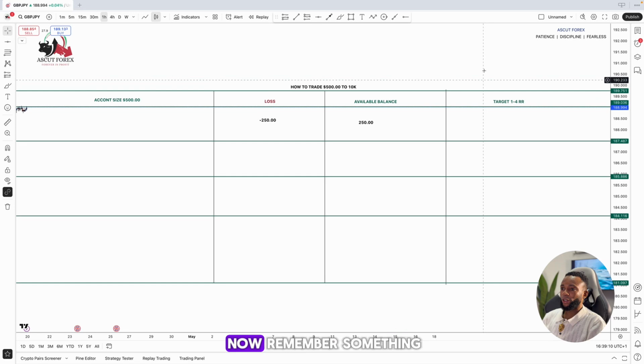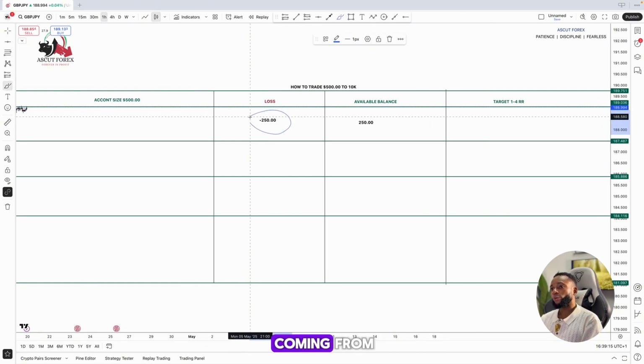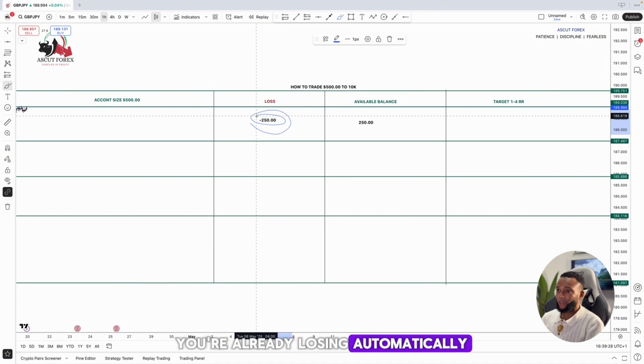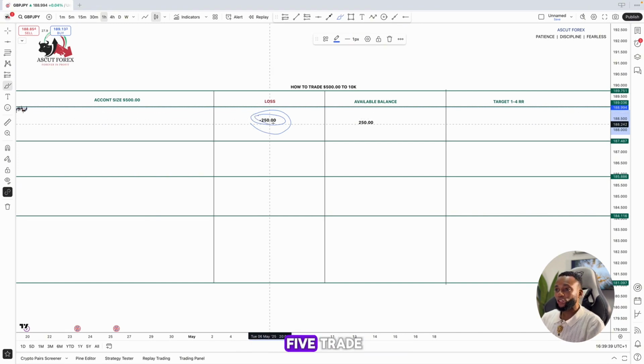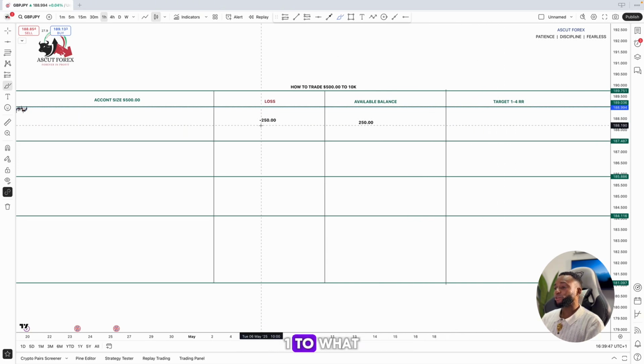So on this particular trade now, remember something. There's this particular loss we are seeing here. Now the question is, where is this loss coming from? Because now we are taking 10 trades. We already accept that we are losing 5 trades, and the 5 trades is $250. That's the 5 trades we're already losing automatically, because there is no way you can be perfect enough to win 10 trades. Even if you are losing, at least make sure you don't lose more than 5 trades. So all you'll be losing is 5 trades, and your risk to reward must be 1 to 4.